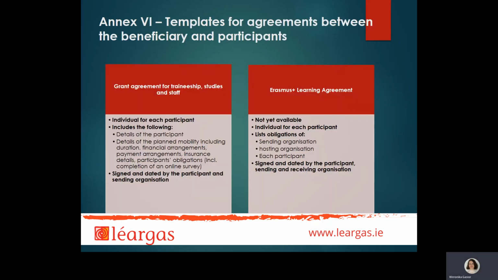Annex 6 includes templates for agreements between beneficiary and participants. We do recommend that you use them to clarify your and participants' expectations and role, outline program of mobilities, and regulate provision of financial support to participants. 2 templates will be available to use between beneficiaries and participants of mobility activities across all fields of education: school, adult education, and vocational education and training, and these are grant agreement for traineeship studies and staff and learning agreement. These will be provided to you in both hard and soft copy.